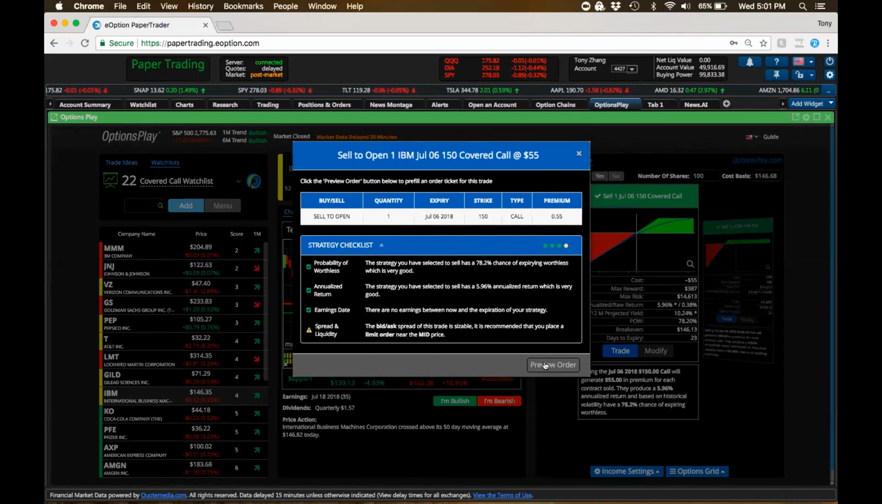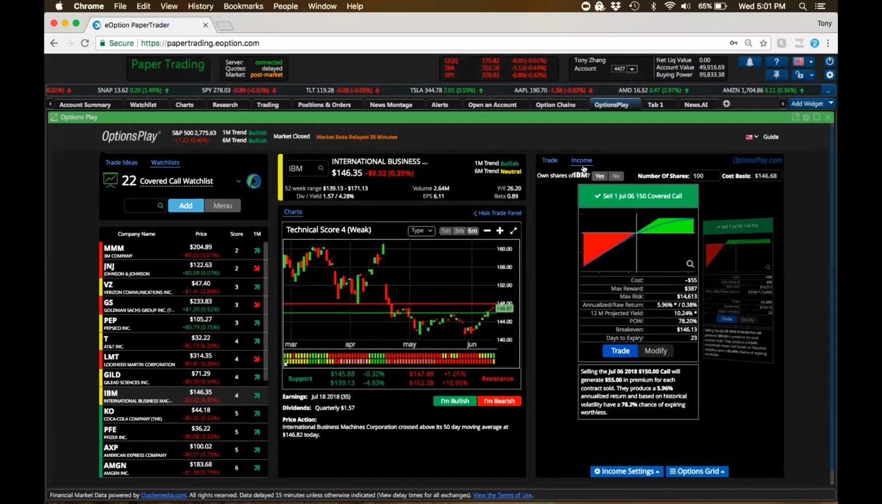And all you have to do is hit the preview order button, and that will pre-fill the ticket for you so that you can instantly place that trade in your account.